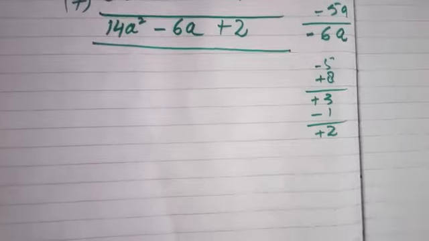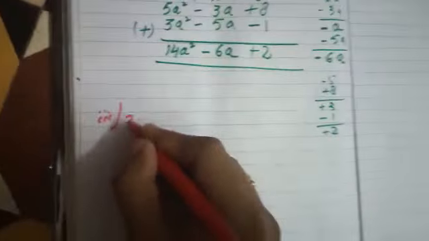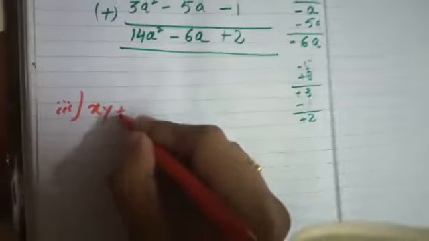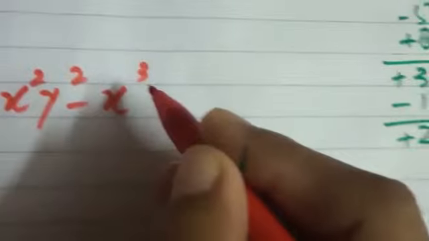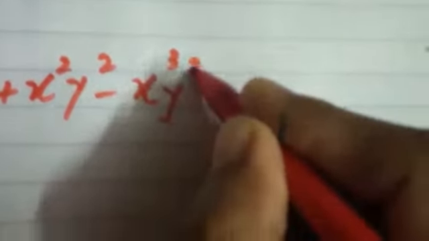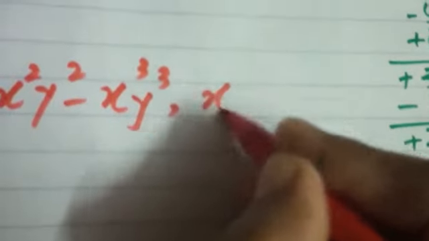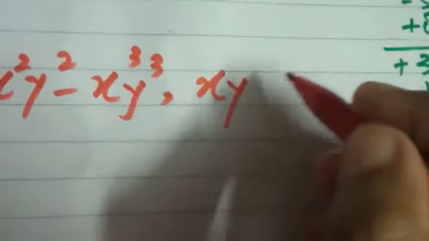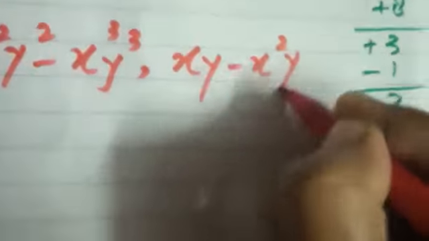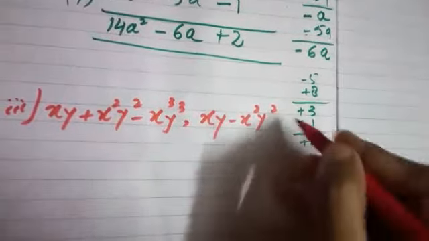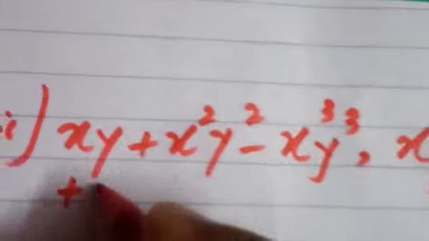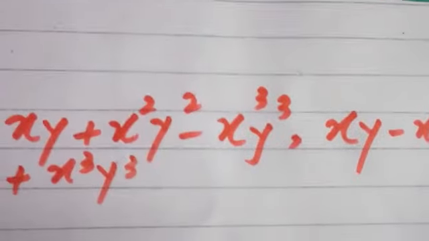Question number 3. We are having 3 expressions: xy plus x square y square minus x cube y cube. The second expression is xy minus x square y square plus x cube y cube, remaining part.